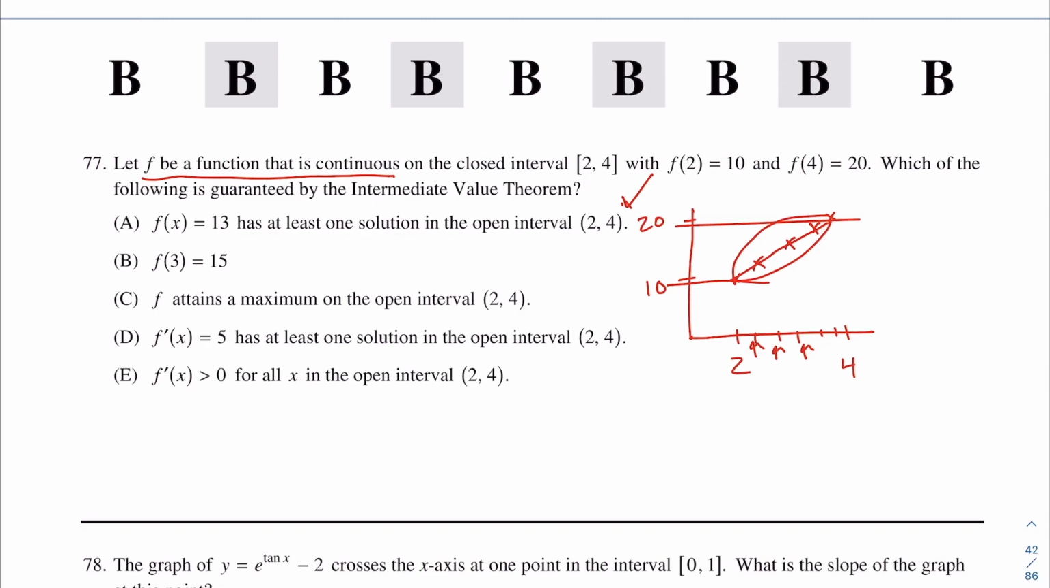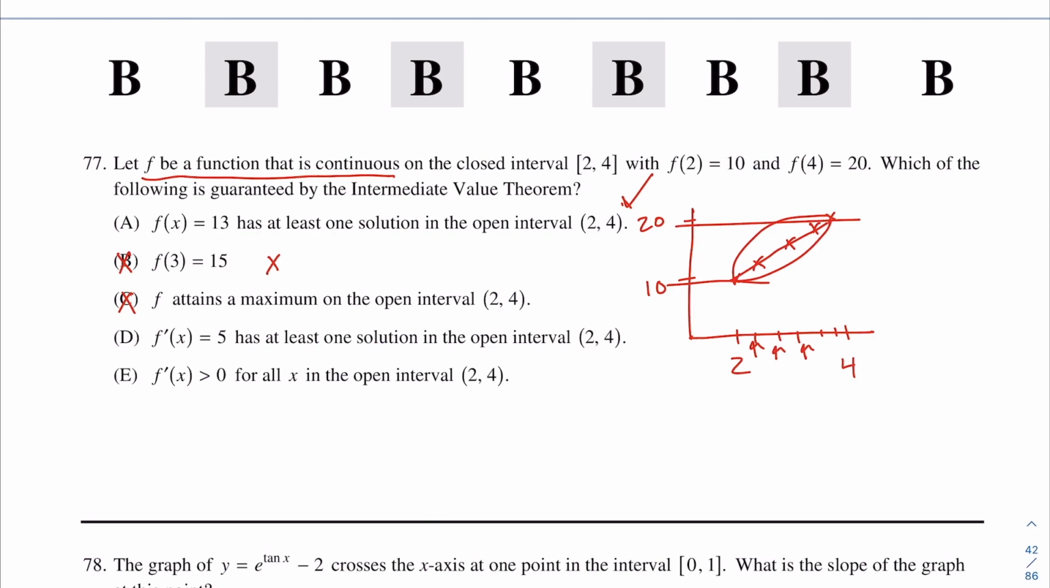B, f of 3 is equal to 15. So we can't say this for sure. Like f of 2.5 might be 15 or f of 4 might be 15, but we can't say for certain that any specific value is exactly 15. Then we have C: f attains a maximum on the interval 2 to 4. So this we also cannot say for certain. There's nothing that's been given to us here that tells us about maxima or minima, so we can't say C is always true.